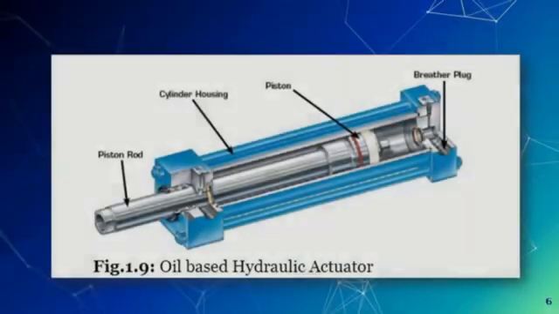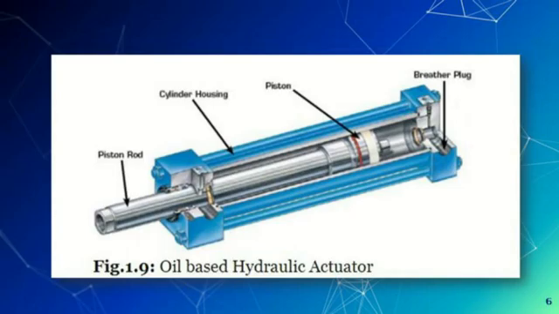This is a picture of an oil-based hydraulic actuator. In this picture, there is a piston and there is a piston rod. This piston rod will be moving up and down. In this, there is oil. Based on the oil, this piston will be moving up and down. This is an example of an actuator.